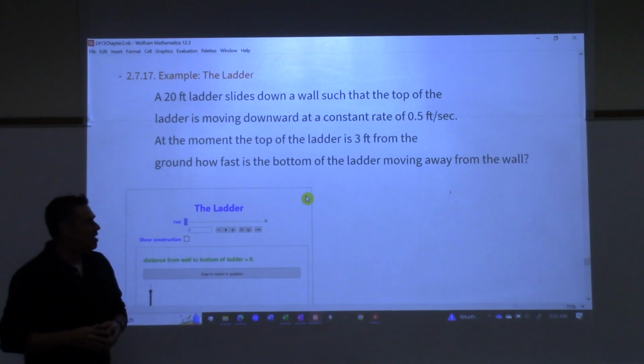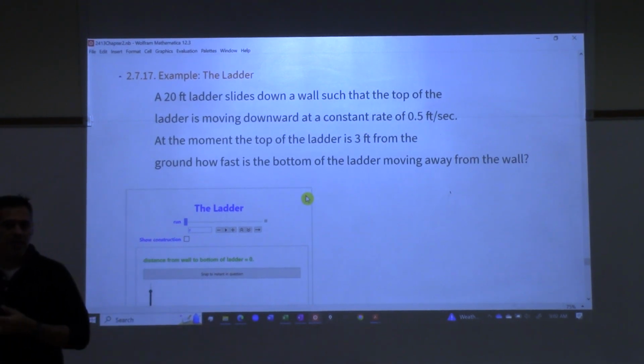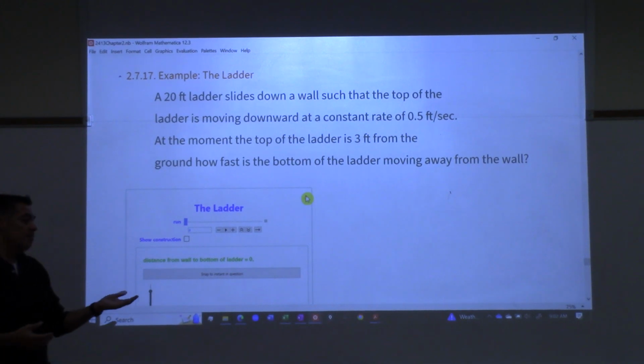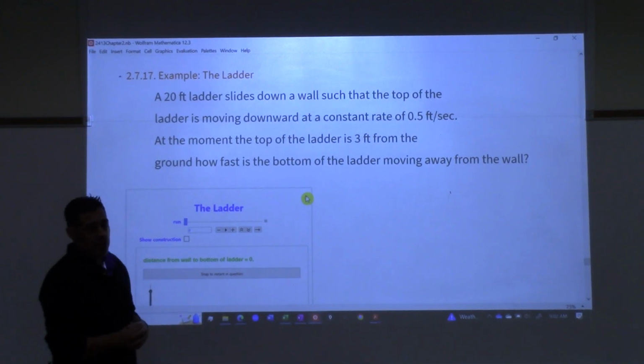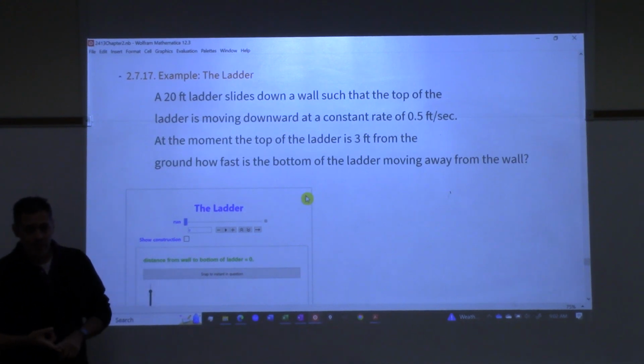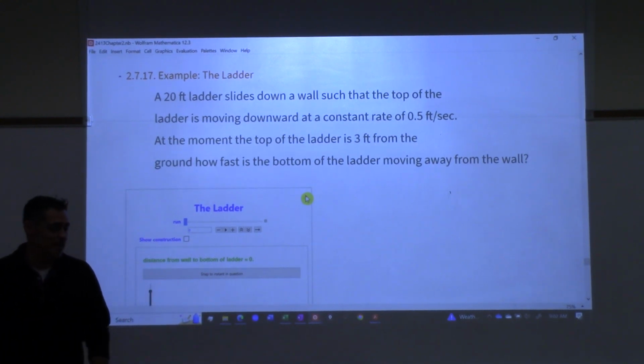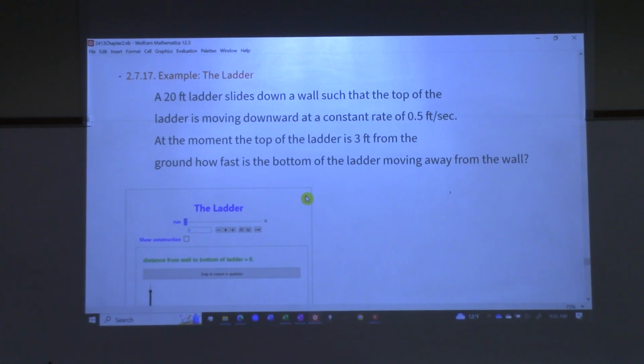We need to assign variables. We need to assign constants, things that do change in the problem, things that don't change in the problem. Then we want to write down what we're given and what we want. Then we find an equation. Then we do implicit differentiation. And then we plug everything in and solve the problem. Okay? That's the general idea.